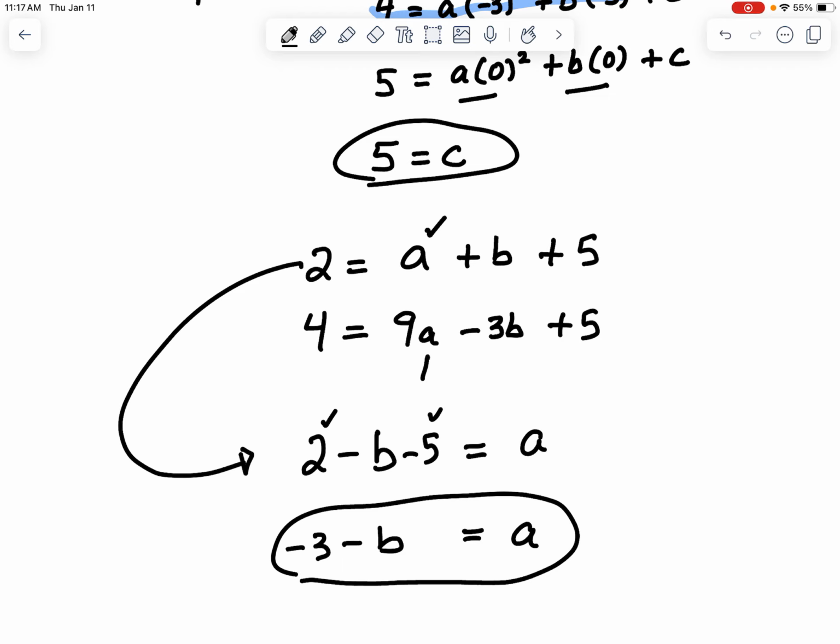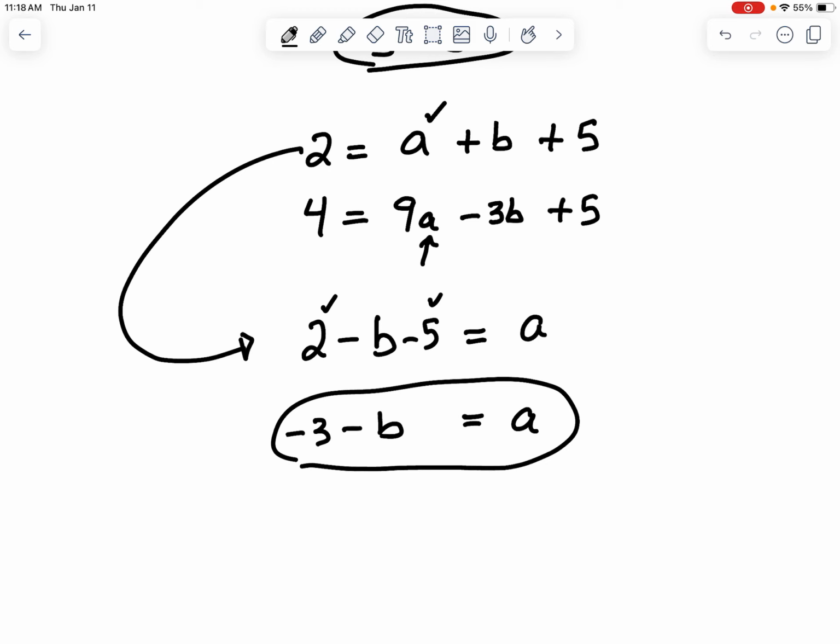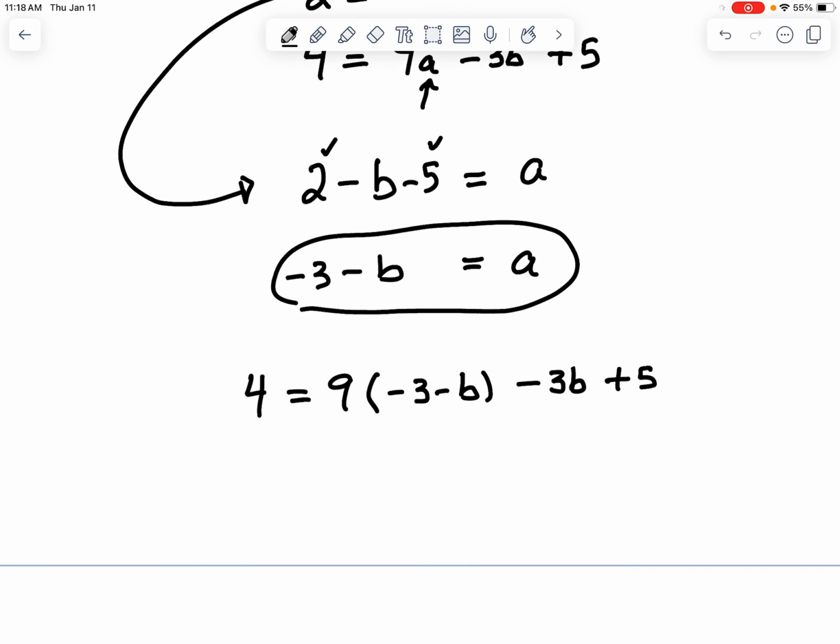And then I can take that and substitute it into the second equation. So the second equation will say 4 equals 9 times a, but then replace a with minus 3 minus b. Then there's a minus 3b and a plus 5. And then we should be able to solve for b. So I need to distribute, and that's going to leave 4 equals 9 times negative 3 is negative 27, and then minus 9b, minus 3b, and plus a 5.